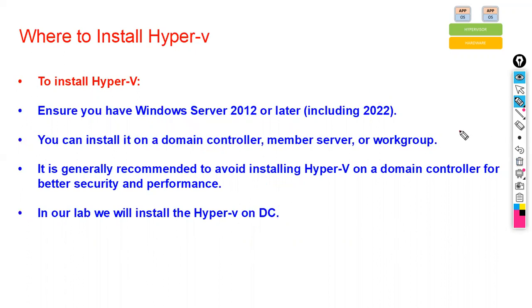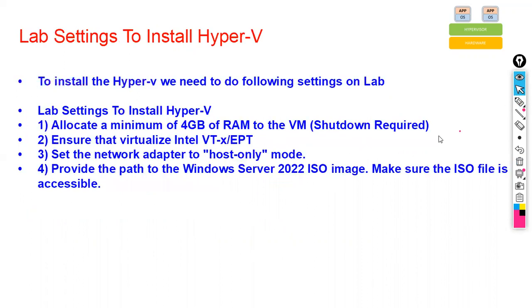So in our lab, to install the Hyper-V, we need to do some settings. The lab settings are: we need to allocate minimum 4 GB of RAM. To increase the RAM, we need to shut down the server, and we should ensure that virtualize Intel VT or EPT is enabled. I will show you how to enable it. And we should set the network adapter to host only mode.